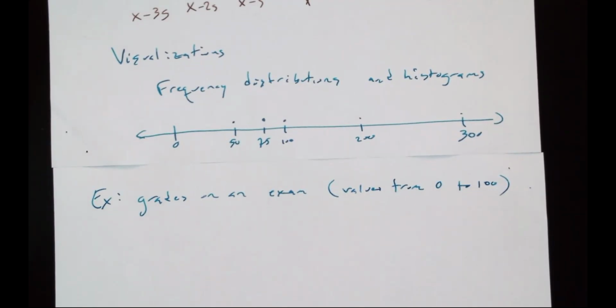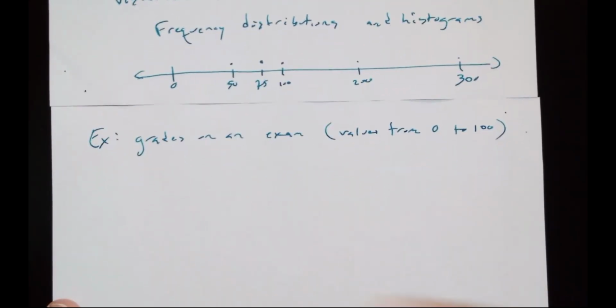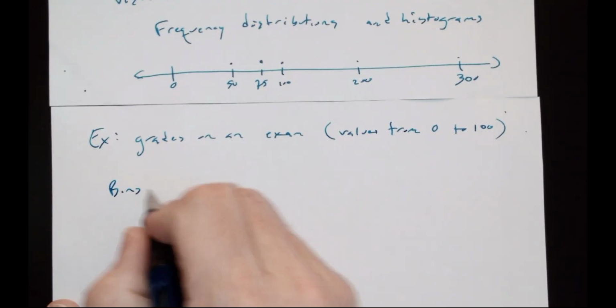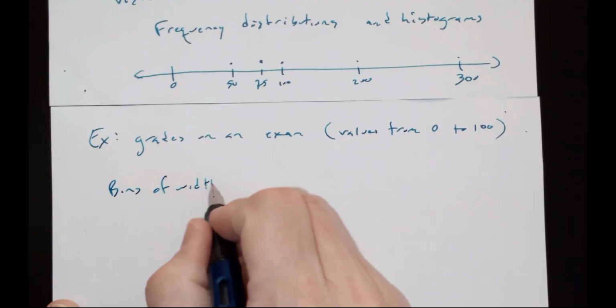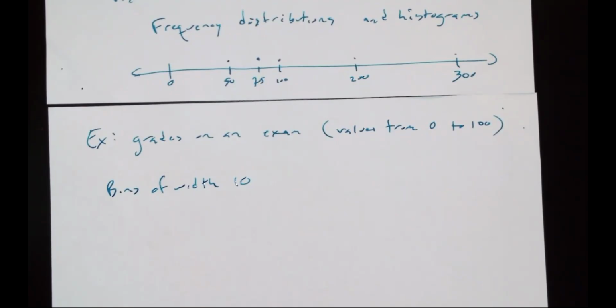In this example, grades on an exam, I've got values between 0 and 100. I could create bins of width 10. Now we have to make a decision, because ideally my bins should all be the same width. They should contain the same number of possible values. If that's true, then I don't want to go from 90 to 100 and 80 to 89. Why?